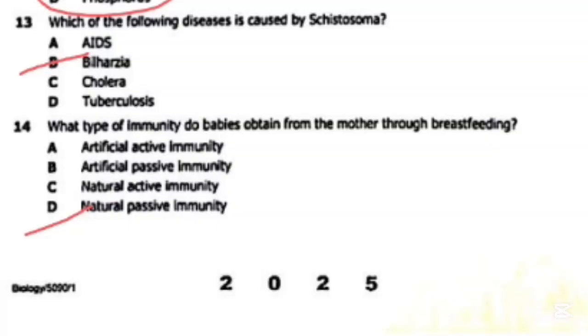This is a type of immunity now which you get from your mother via breastfeeding. We know that some antibodies can be present in milk. So therefore milk can provide what is known as natural passive immunity.